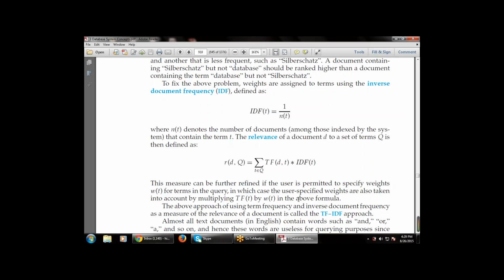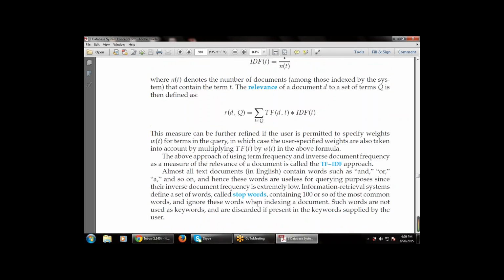Almost all text documents in English contain words such as and, or, a, and so on, and hence these words are useless for querying purposes, since their inverse document frequency is extremely low. An information retrieval system defines a set of stop words, containing 100 or so of the most common words, that it ignores while indexing a document.